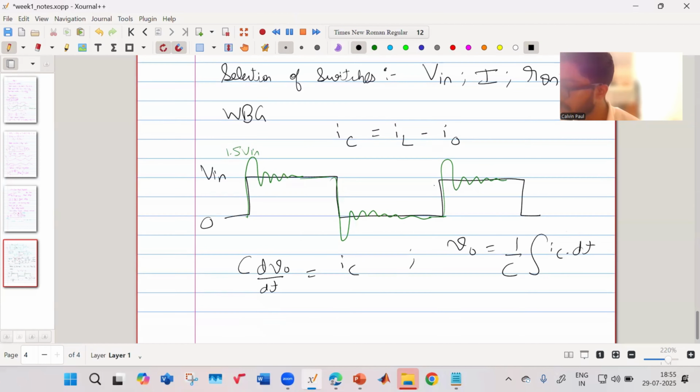Let me just say V output ripple. Your output ripple voltage is directly proportional to your capacitor current, and this capacitor current is directly proportional to your load current. Although the polarity is different, in actual sense it is proportional to the magnitude of the load current. That is why when your load current increases, the voltage ripple also will increase. This you can observe.